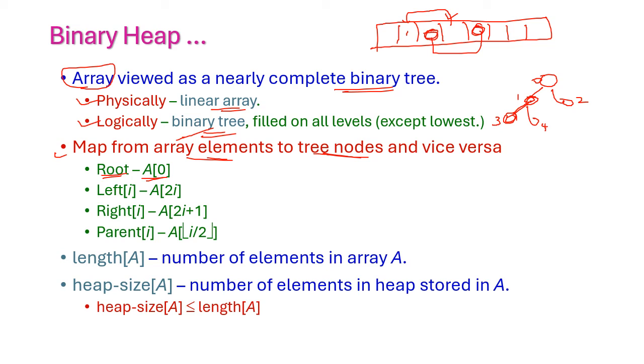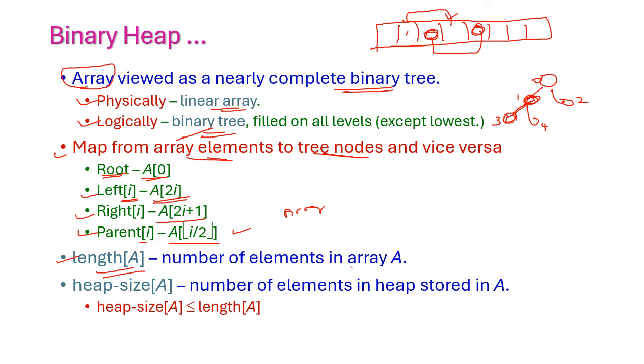Okay, and the left child is equal to A of 2i. So A of 2i equals left child, and right child equals A of 2i plus 1. Okay, and parent equals A of floor of i by 2, which is the parent node, and length of A means array.